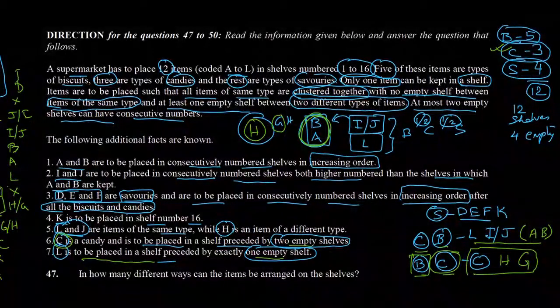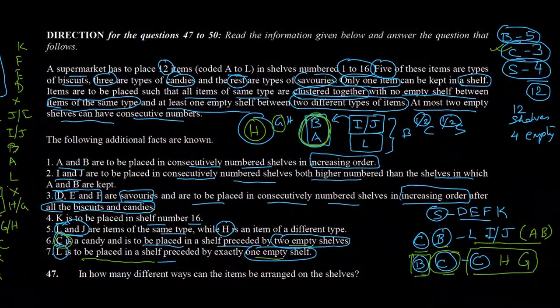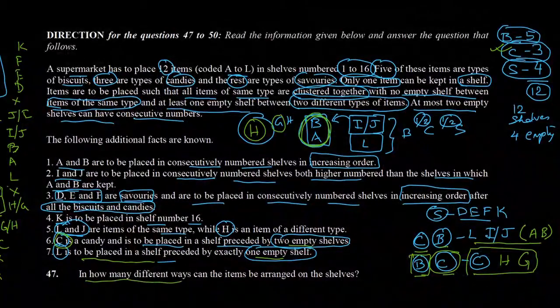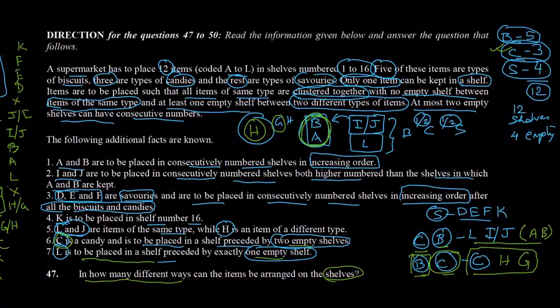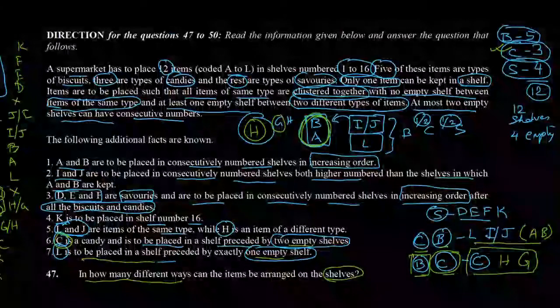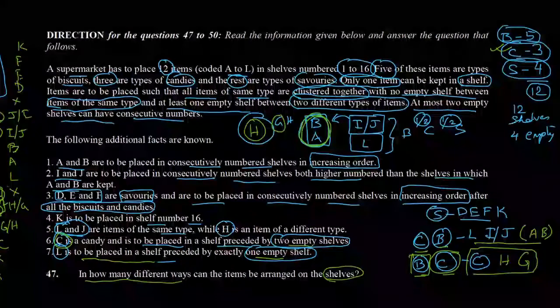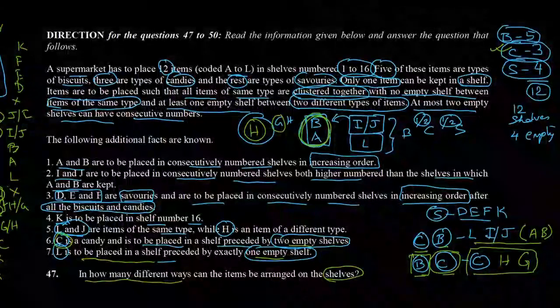with D, E, F and K being the topmost items. So now let's go to the questions. The first question says, in how many different ways can the items be arranged on the shelves? So we see that there are two possible combinations, and in each combination I and J can be interchanged. So there are two possibilities here, and also G and H can be interchanged. So therefore 2 into 2, 4 possibilities in the first case.